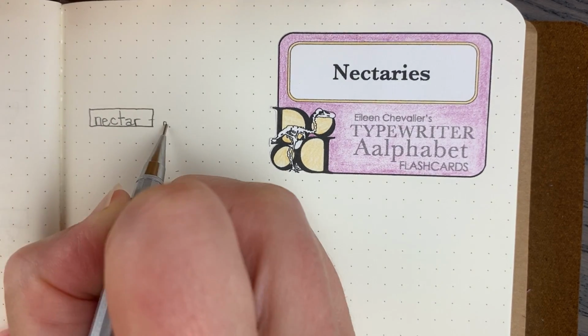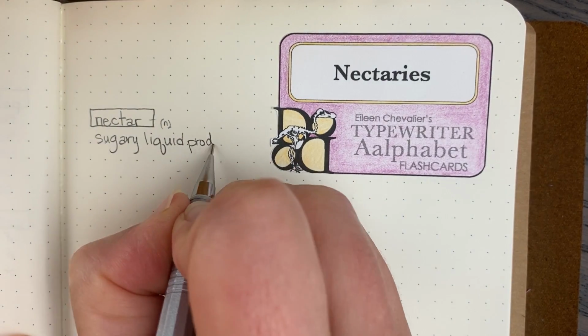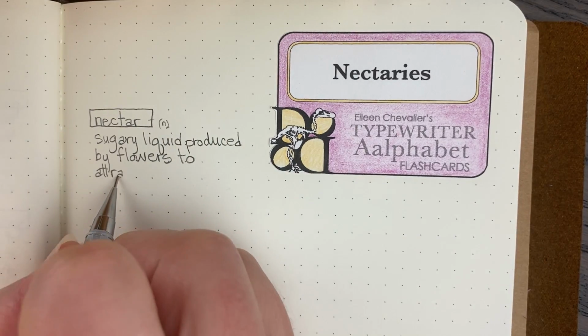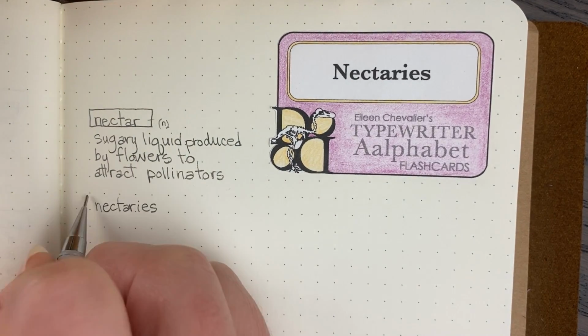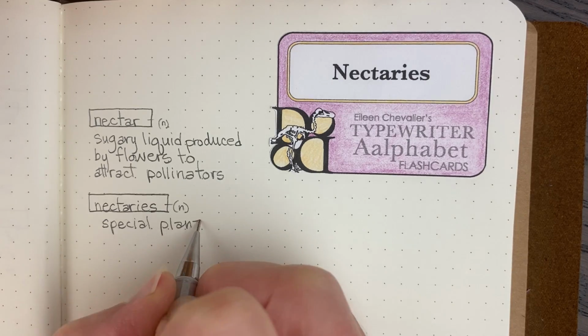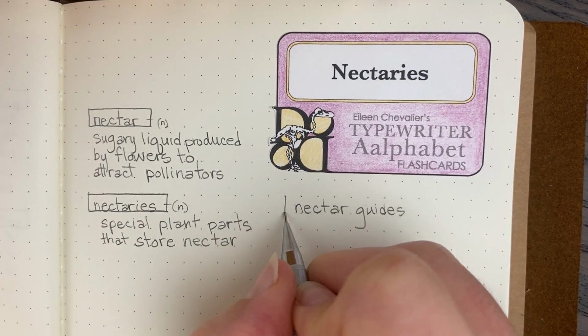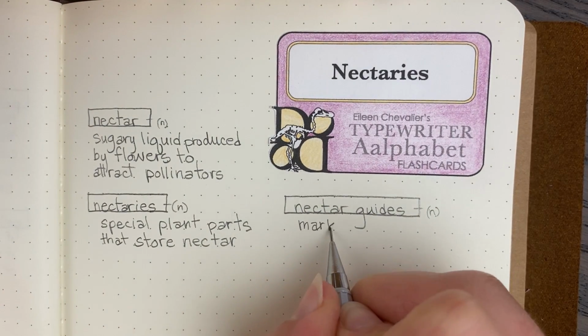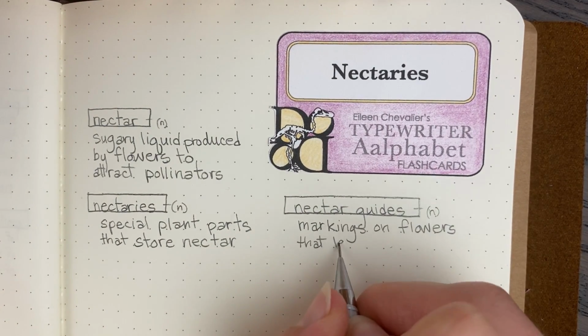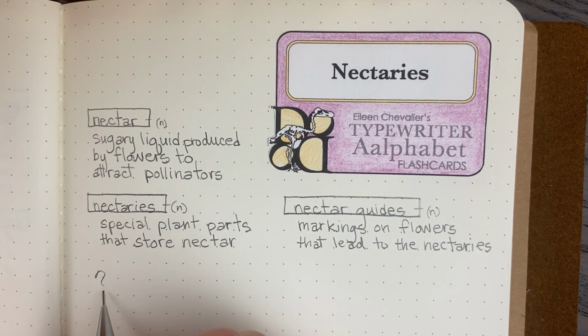The first one is nectar, sugary liquid produced by flowers to attract pollinators. Nectaries, those are special plant parts that store nectar. Nectar guides, which are the markings on flowers that lead to the nectaries.